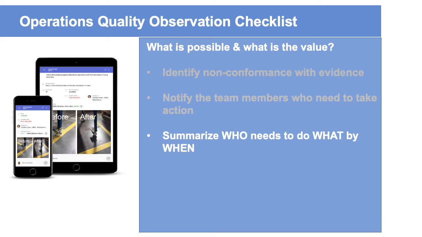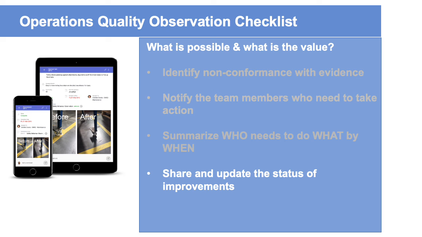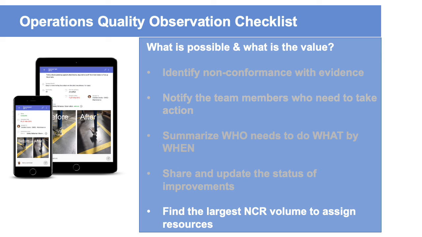It's going to give us the ability to summarize who needs to do what by when to build in the accountability to get those nonconformances taken care of. And we can share and update the status of those improvements. Those action lists get sorted, they get referenced, they have a schedule. You can tell whether you're ahead or behind and what's overdue. And then finally, we can find the largest nonconformance volume and assign resources to it, because now that we have these permanent records and the ability to sort them, it gives us the capability to take advantage of analyzing that data and applying the right resources.